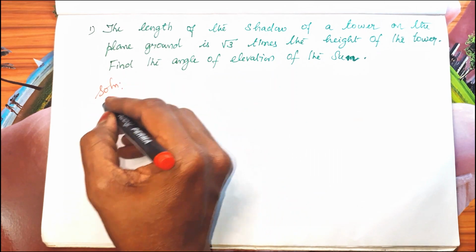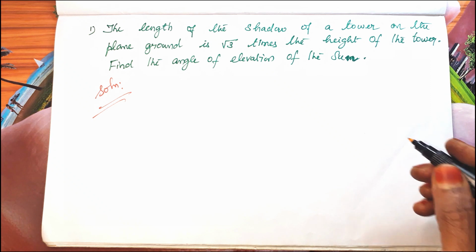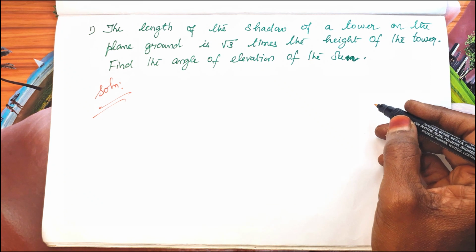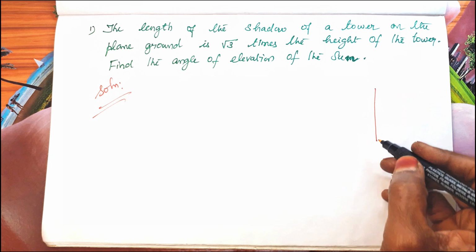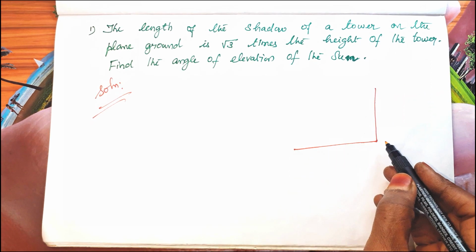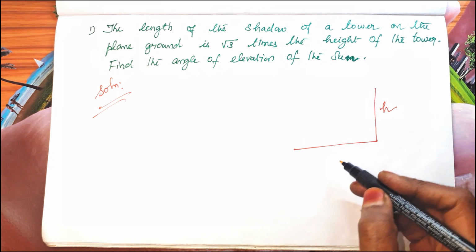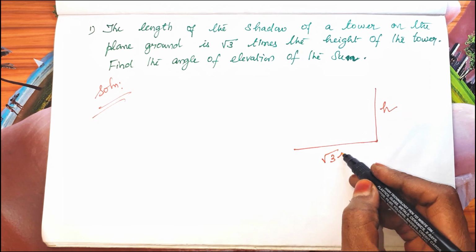So see the problem given. The length of the shadow of the tower on the plain ground is root 3 times the height of the tower. Find the angle of elevation of the sun. This is the tower, and the length of the shadow of the tower is root 3 times the height of the tower. If I take height as h, this is root 3 into h.